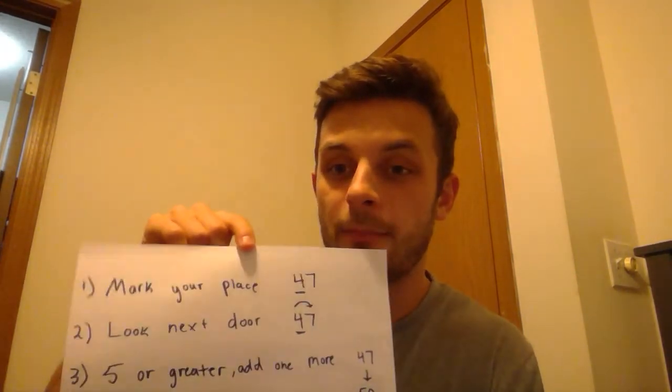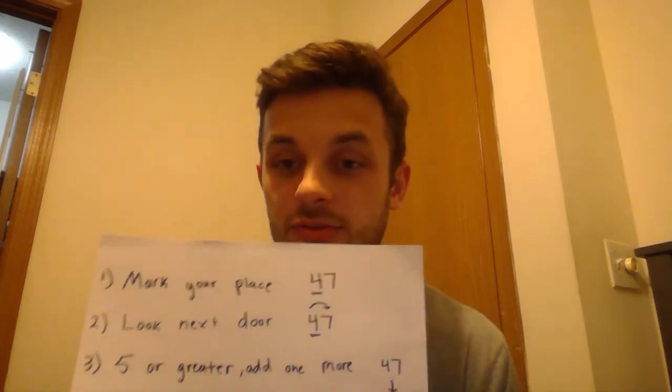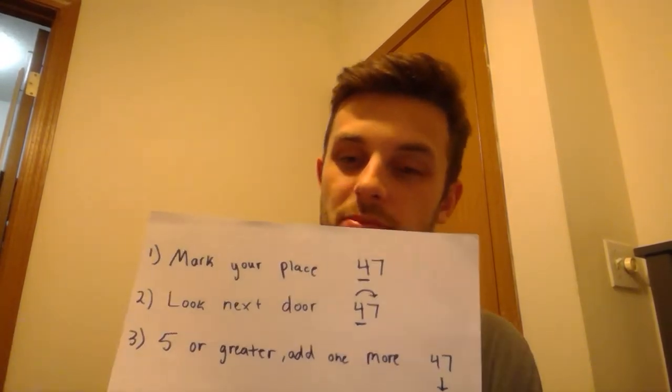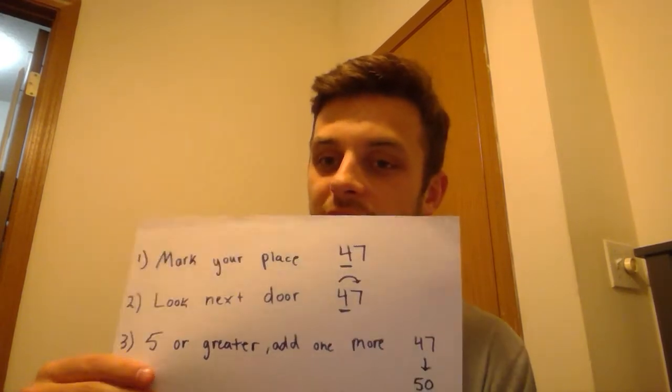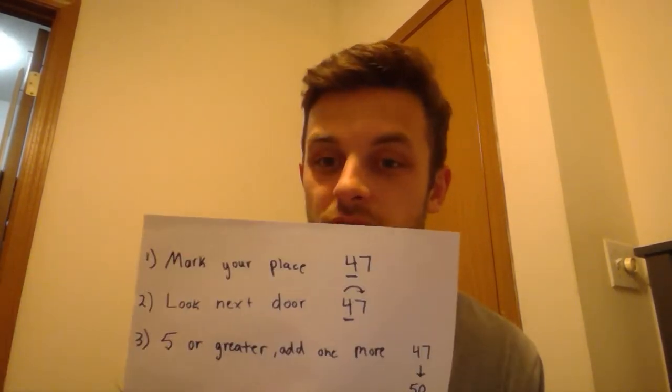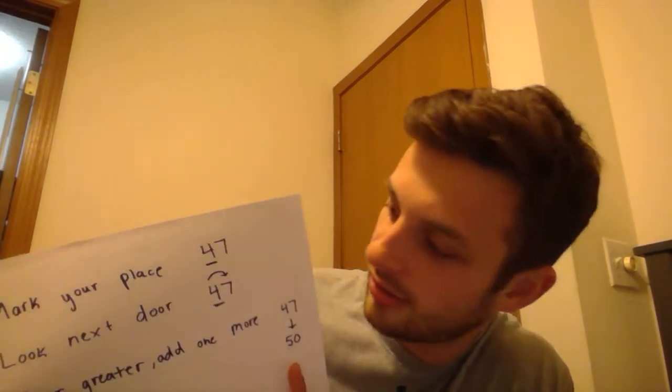So back to our rules. Our first rule is we want to mark your place. Since we're rounding to the nearest 10, we're going to mark our tens place. So I put an underline under that 4 right there. Our next rule right here is look next door. So I'm going to look over at the ones place and look at what number is there. Can you tell me what number is there next to the 4? Show me on your fingers what number that is.